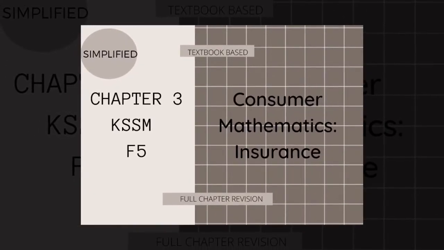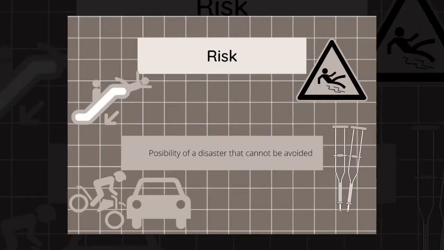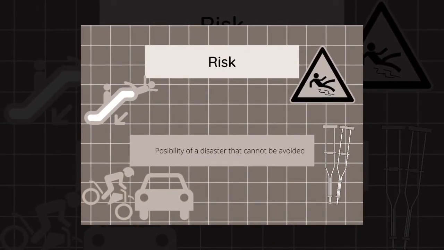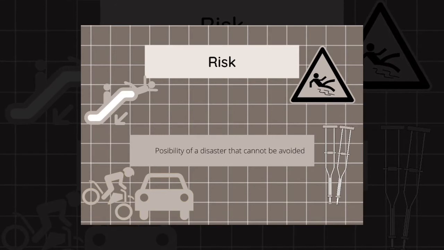We are going to learn Chapter 3 KSSM Form 5 Consumer Mathematics: Insurance. The first thing we need to know in this chapter is that risk is the possibility of a disaster that cannot be avoided, and with insurance that is available for all ages, you'll be given a financial protection if unfortunate events happen to you.